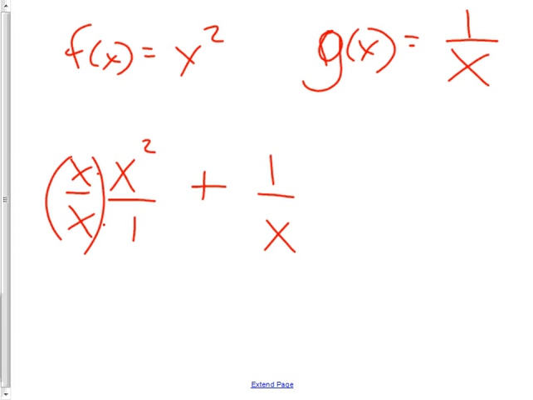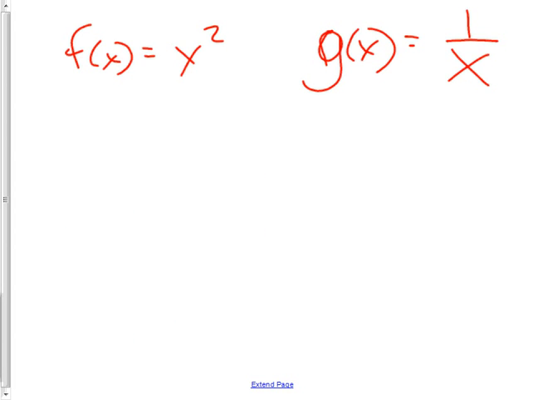And why is it okay to do that? Because I really am multiplying by what? By 1. See, because x over x is 1. And so this would become x cubed over x plus 1 over x. And now I can actually add them, can't I? Because they both have a common denominator. Okay, so the point is that it's going to get a little more complicated today. So stay with me.